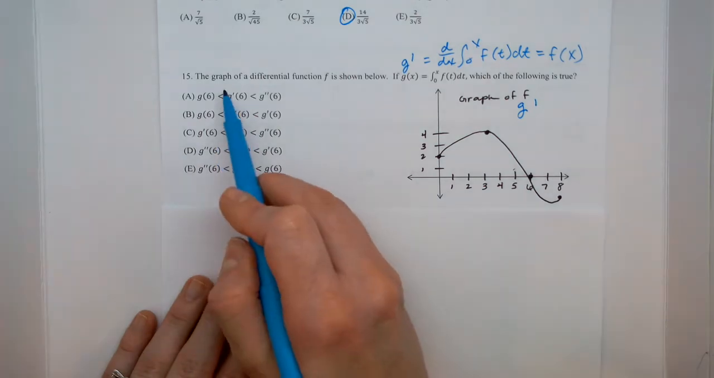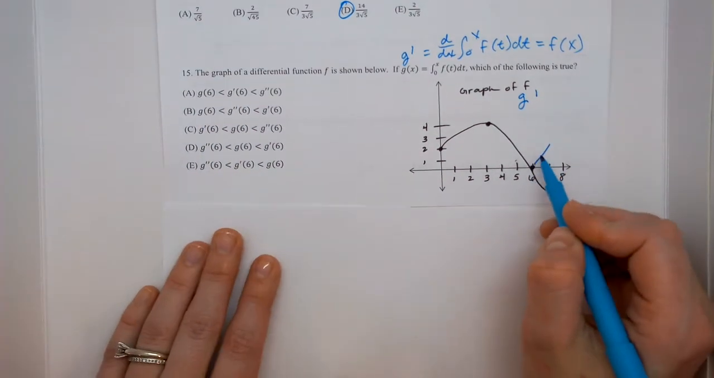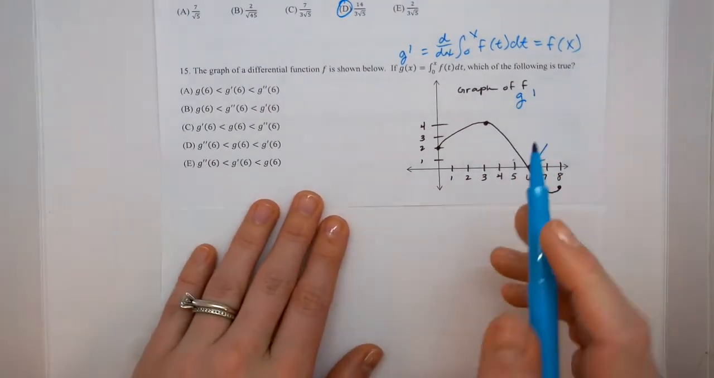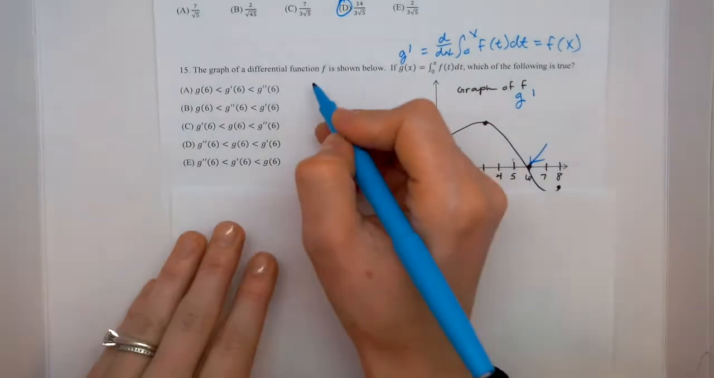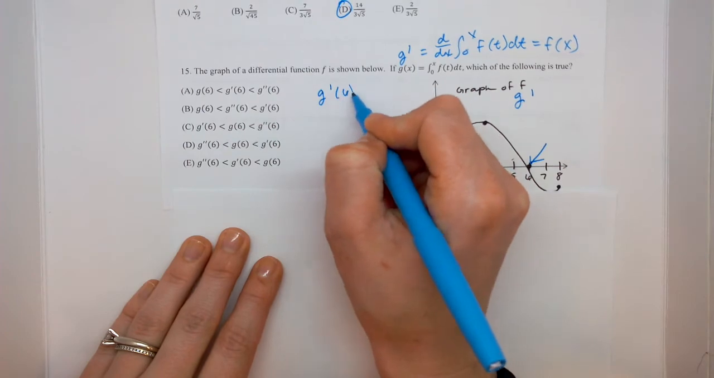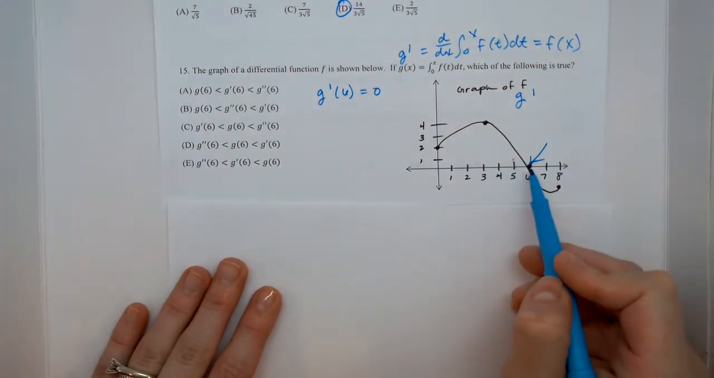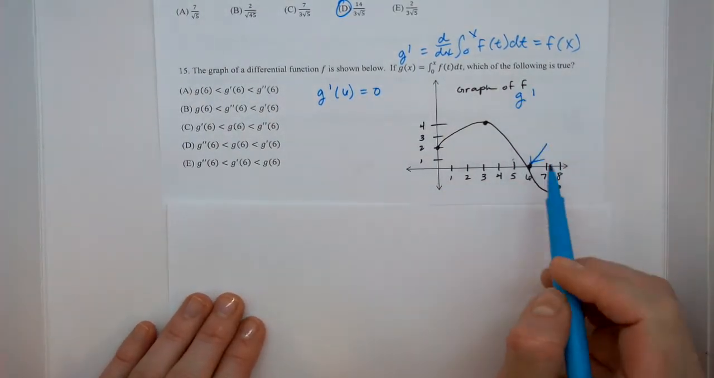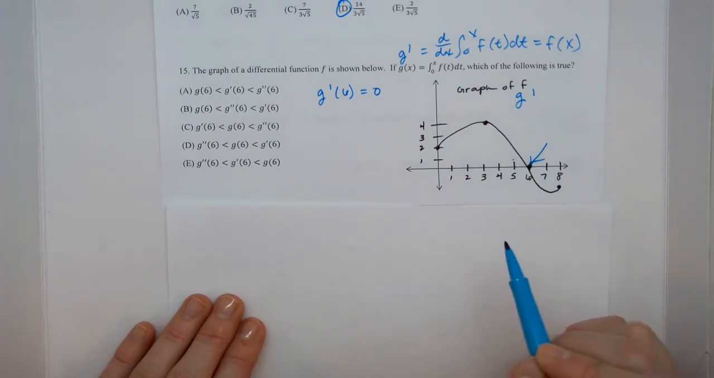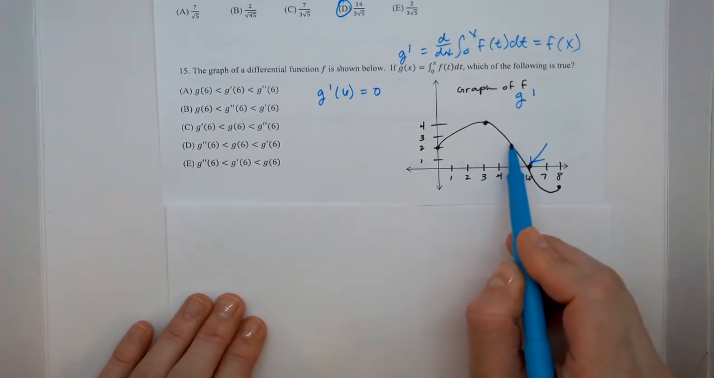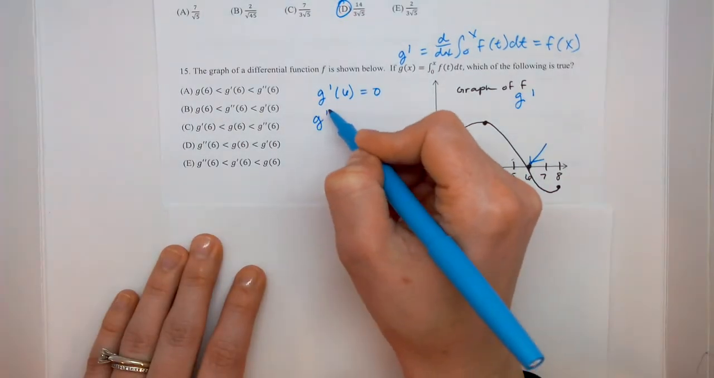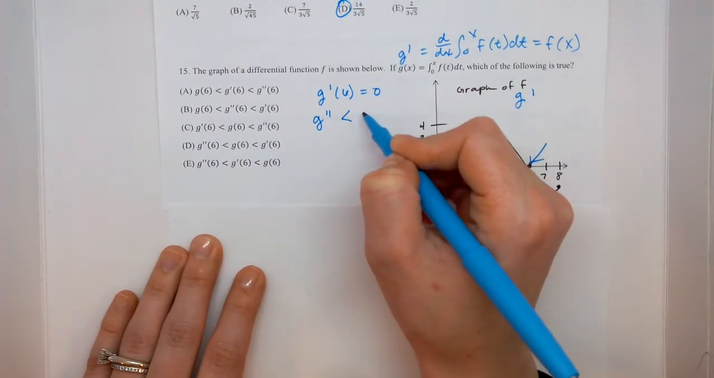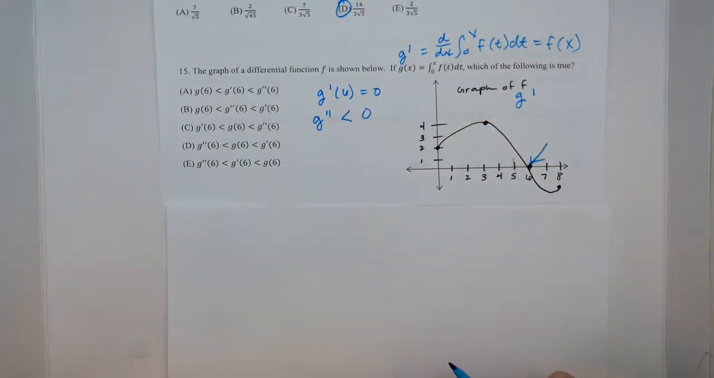Okay, now we're looking at what happens when x is 6, so right here. So if this is the graph of g prime, then g prime of 6 is equal to 0, right? It crosses the axis there. This is g prime of 6 would be 0. Now I can also tell that the slope at 6 is negative. Well, the slope of the slope is g double prime. It's negative, so that's less than 0.